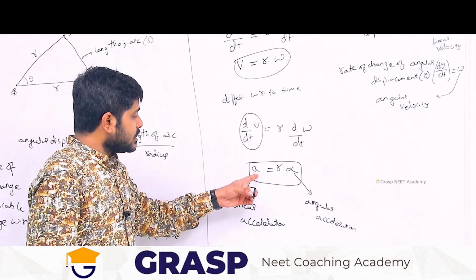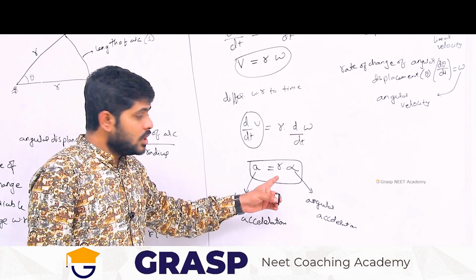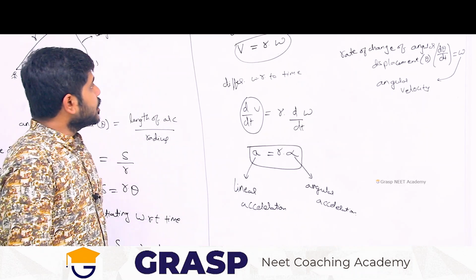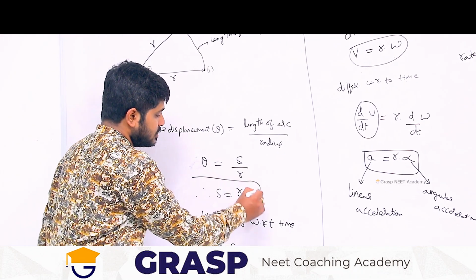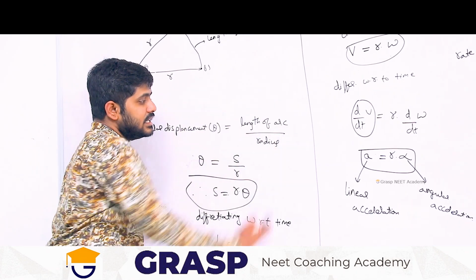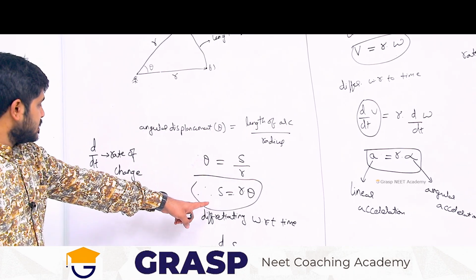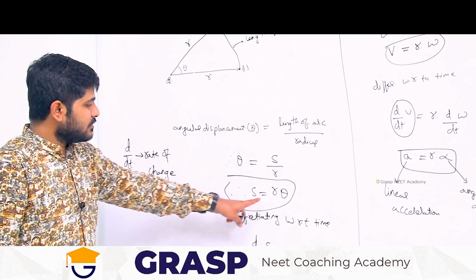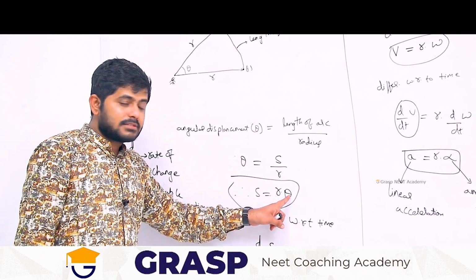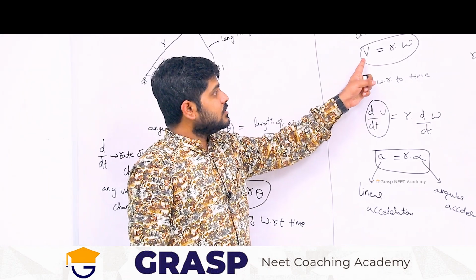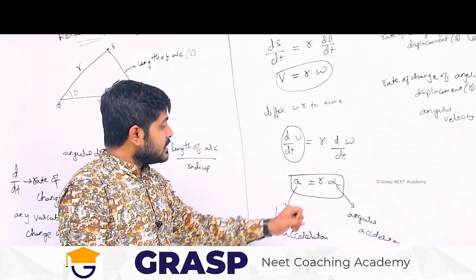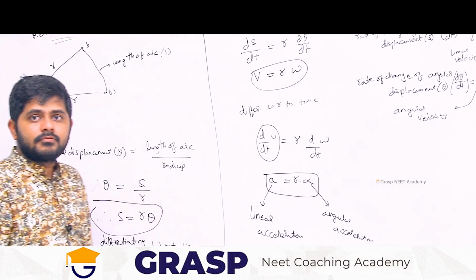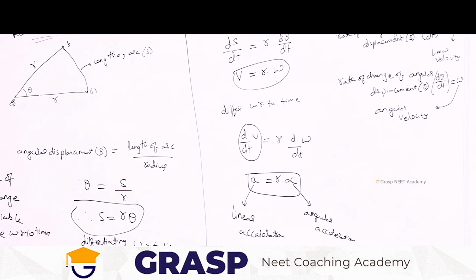So linear acceleration is equal to r times angular acceleration. These are the major relations between linear and angular: linear displacement is equal to r times angular displacement, linear velocity is equal to r times angular velocity, and linear acceleration is equal to r times angular acceleration.